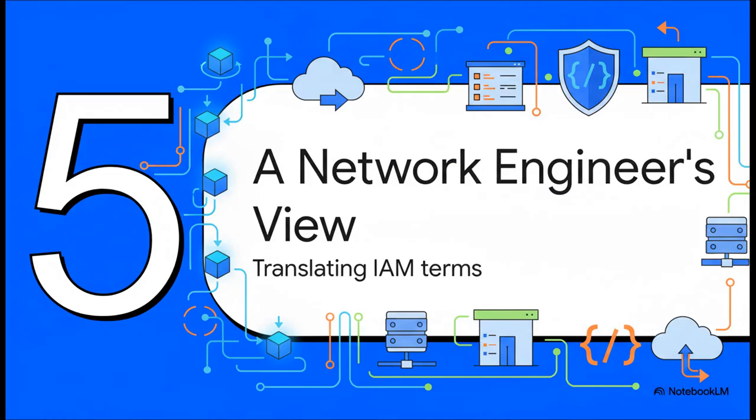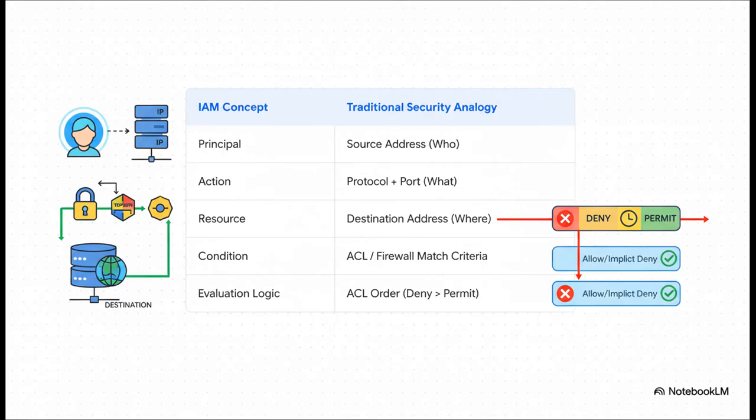All right, for all my fellow network engineers out there, this next slide is for you. This is the analogy that's going to make all of this just click. We're going to translate IAM into terms you already know and love, firewall rules. Let's walk through this. Look at how perfectly these concepts map. Your IAM principal, that's your source IP address. It's the who. The action, that's your protocol and port.